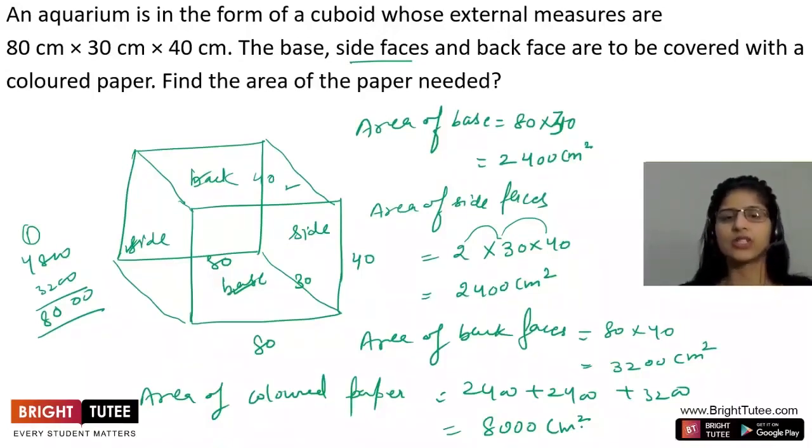Is that clear? So we calculated the area of base. They are saying that the base, then the side faces, which are the left hand side faces, and the back face. The front and top are not to be covered. From the top, it's an aquarium, it will be open, right? So what we have done, we have added the areas, and that will be the area of the paper required to cover this aquarium, right?